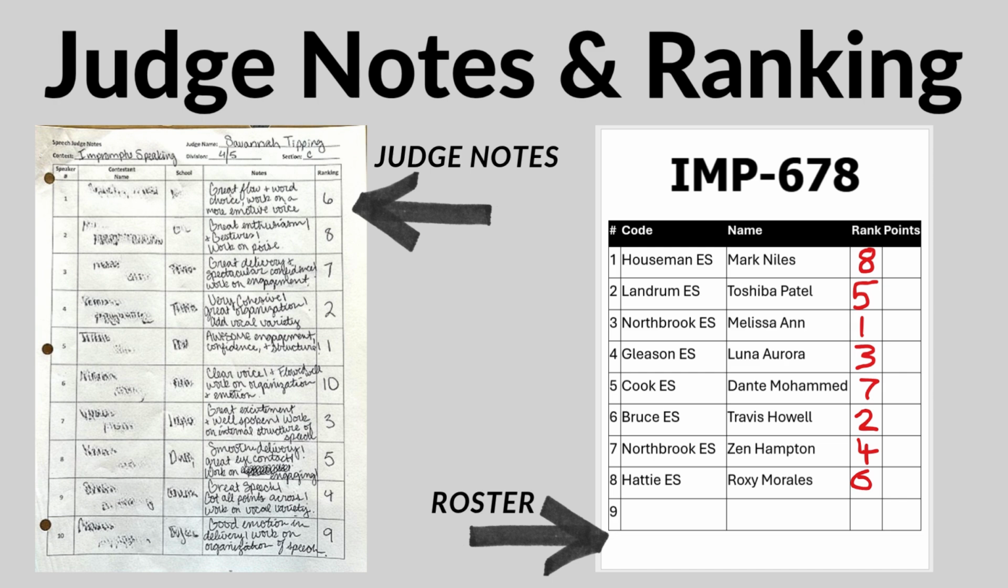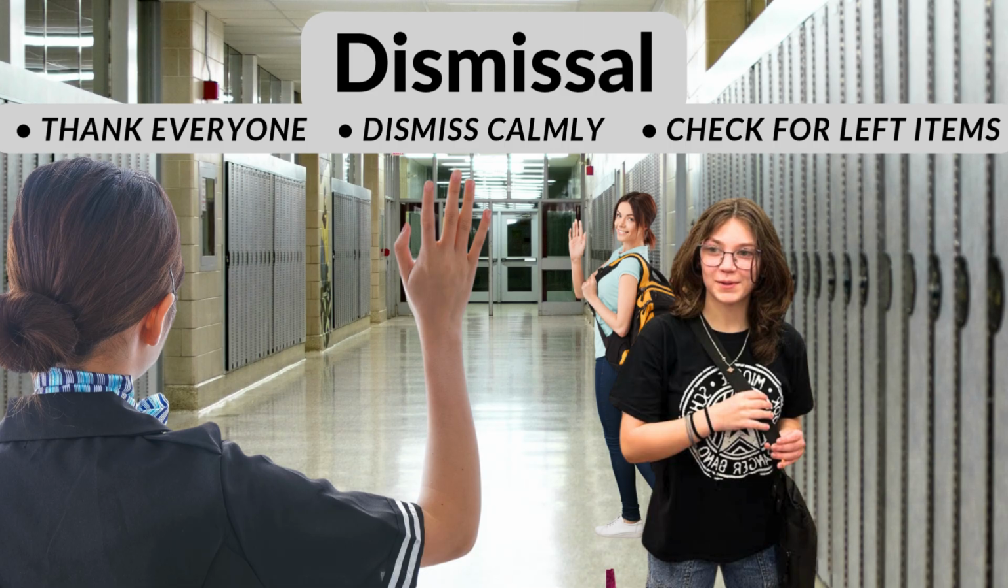Make sure your rankings match the quality and impact of each student performance, based on your observations and the ballot criteria. Once all students have finished speaking, you're ready to end the round. Thank the students and observers for participating, and let them know they are free to go. There's no need to make a big announcement. Just a simple, "Thank you all, you're dismissed," is fine.